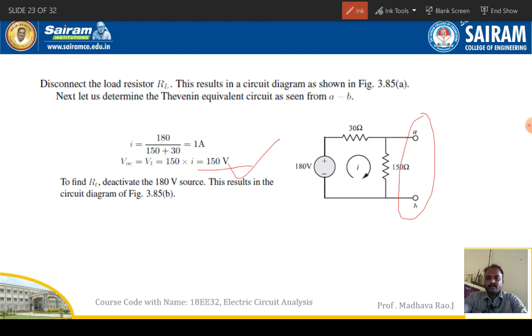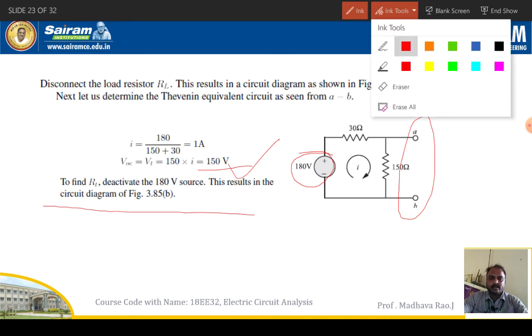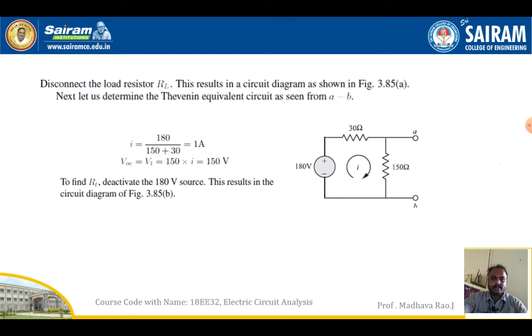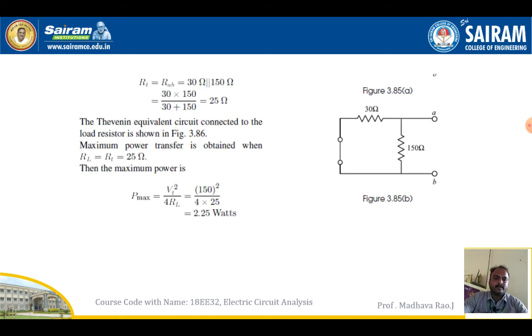So next, what do you have to find out? Find the RT. So we have to deactivate the 180 volts voltage source by using a short circuit, and apply the resistance technique method. Two resistors are in parallel. So what will be the equivalent resistance? RT is equal to RAB is equal to 25 ohm. So next, RL is equal to RT. According to the maximum power theorem, load resistance should be equal to Thevenin's equivalent resistance. So here RL equal to RT is equal to 25 ohm.